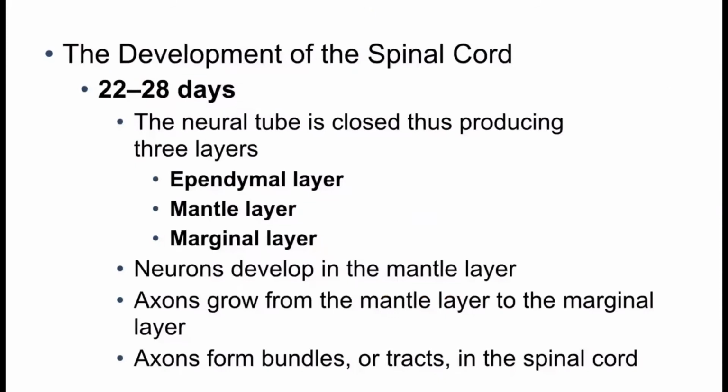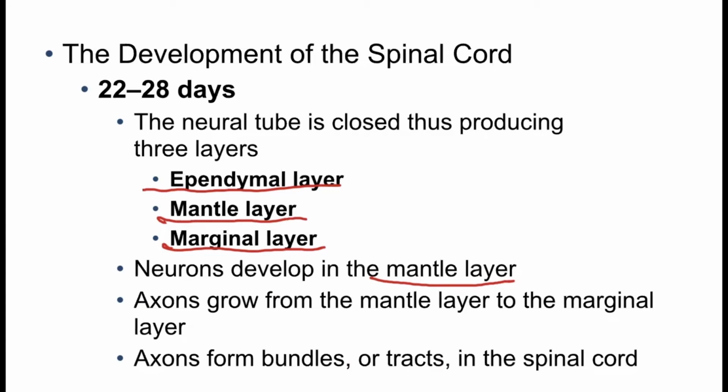So the spinal cord, the neural tube is closed. It produces 3 layers. We saw the epidermal layer, mantle layer, and the marginal layer. Those are the 3 layers of your spinal cord. Neurons start to develop in the mantle layer, the middle layer. That's where your neurons start to develop. Axons grow from the mantle layer to the marginal layer. They start to work their way outwards away from the tube.